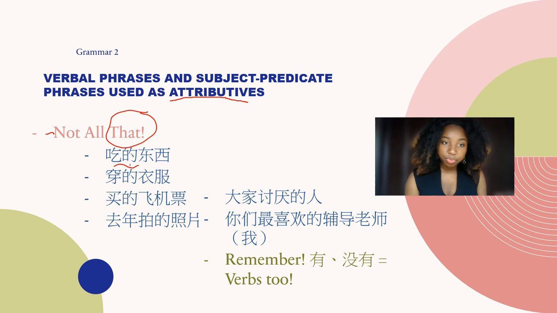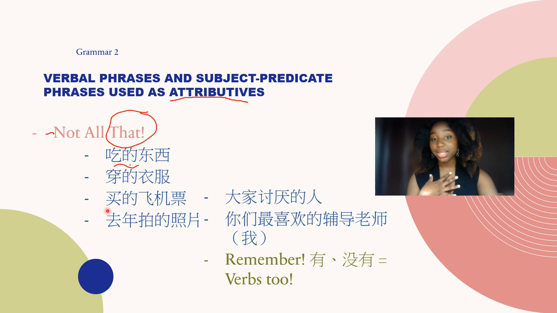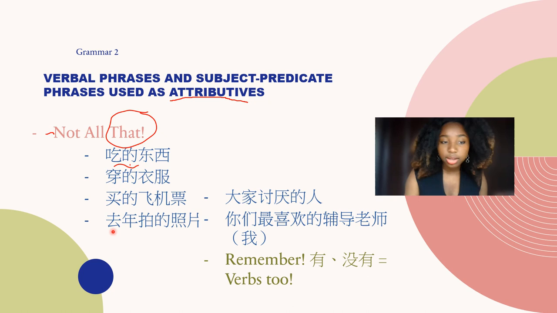飞机票 is the main thing in all the things you want to say. The tickets you buy. 买的飞机票。Or 我买的飞机票。The one that I bought. We wouldn't say 飞机票我买的, we say 我买的飞机票。第四个，去年拍的照片。So now we're elongating it, adding more things than just one verb or a color or adjective. 去年, a time frame, last year, 拍 taken, 的照片 picture.